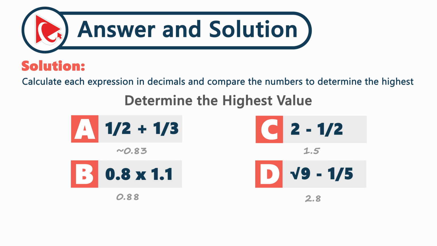And now it's easy to compare the values. Choice A equals 0.83. Choice B 0.88. Choice C 1.5. And choice D 2.8. Just to remind you, the original question is determine the highest value. The correct answer here is choice D, 2.8.